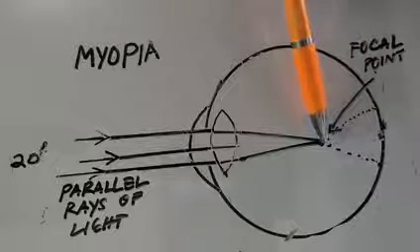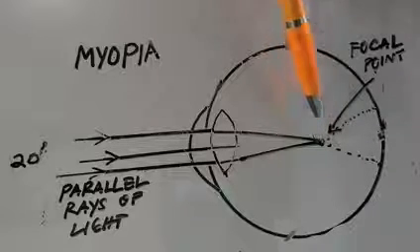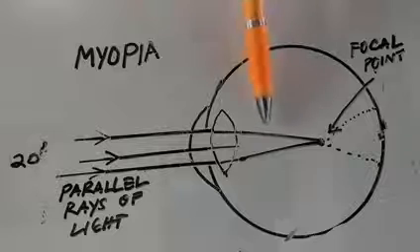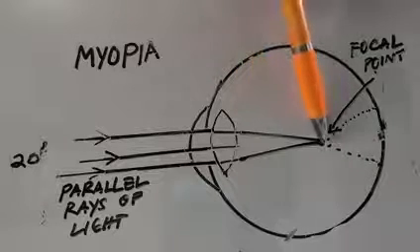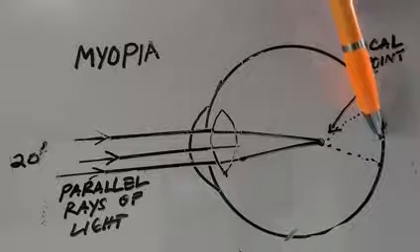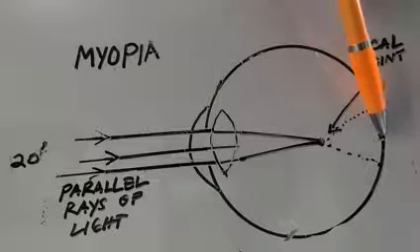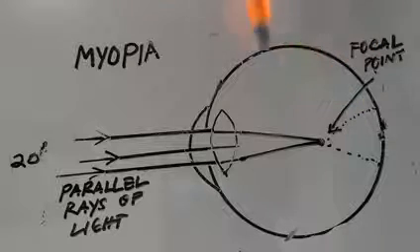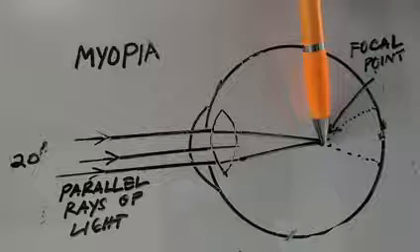Now, the last condition that we talked about was emmetropia, wherein the light rays that enter the eye will focus on the retina. So it has its focal point on the retina. But in this case, for myopia, the focal point is found in front of the retina.